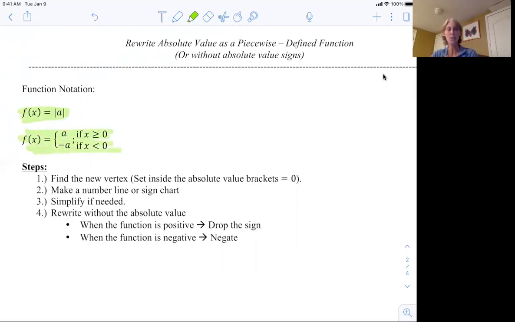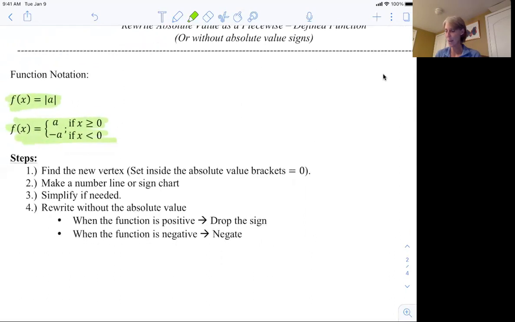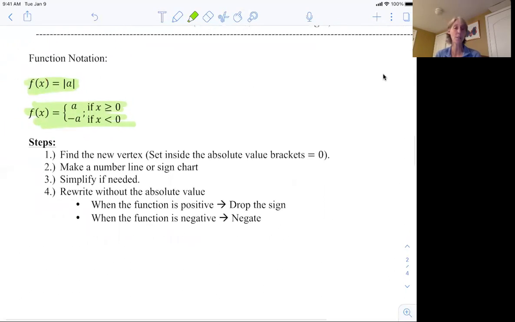So it's a if x is greater than or equal to 0, and negative a if x is less than 0. Okay. I want you to not worry about that too much. We're going to focus on how to approach each particular function. So basically the steps are, we're going to find a new vertex, because think about it, that's where we're going to switch from one line to the other. And to do that, we set inside the absolute value brackets equal to 0.